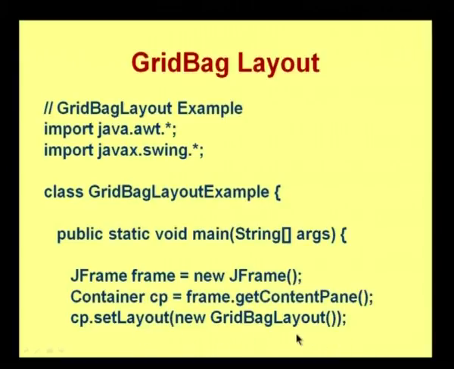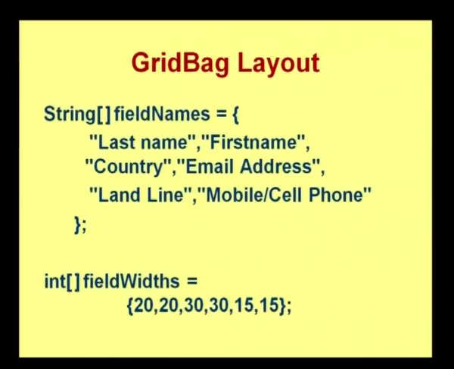Here in the grid bag layout, I have not specified any parameters, as you can notice, and then we move on to the next. Here I am constructing a string array which is going to hold a list of fields. For field names, I am going to specify last name, first name, country, email address, landline, and mobile phone numbers. All these are stored in the string array fieldNames. Then I have another array, an integer array, which is going to hold the widths of these particular fields.